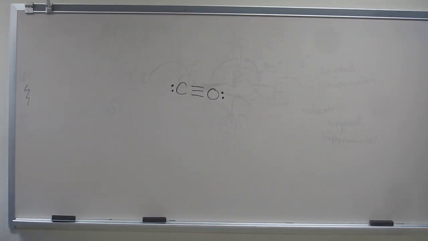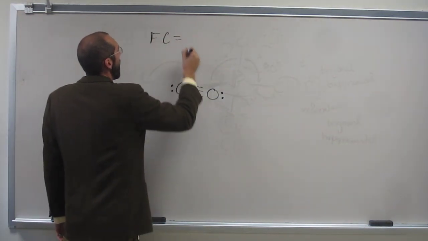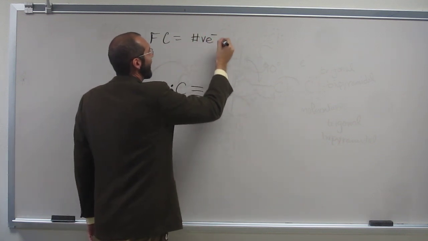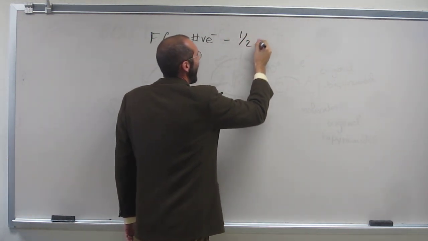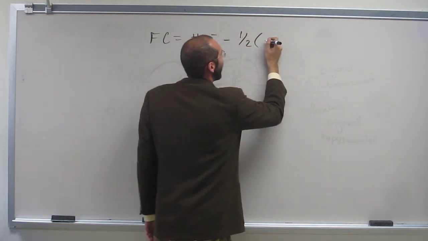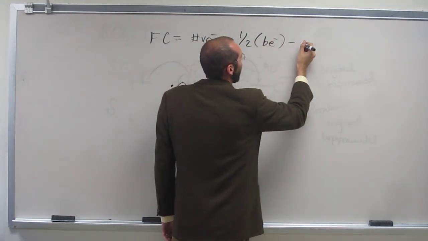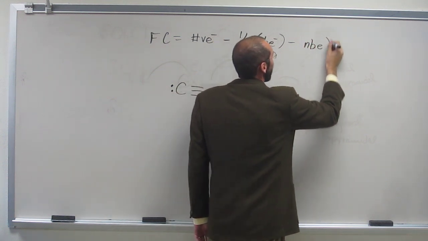So there's the structure of carbon monoxide. Let's figure out the formal charge of the two atoms. Okay, so formal charge, help me out, is the number of valence electrons minus 1/2 the bonding electrons minus the non-bonding electrons.